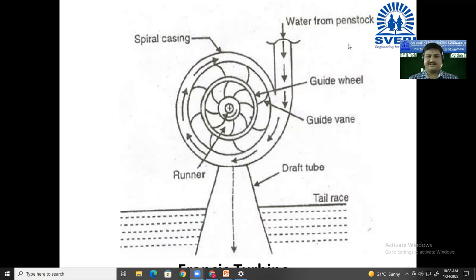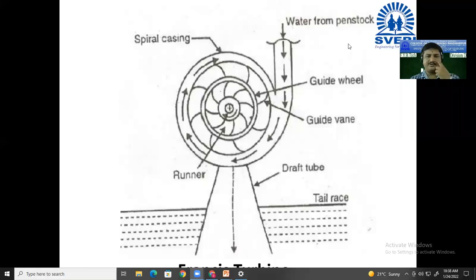The reversed mechanism of centrifugal pump is used in compressor, turbine, and two more options. In that case, you will have to write turbine. And in which turbine? Francis turbine. Have you drawn it? Yes, sir. Okay.